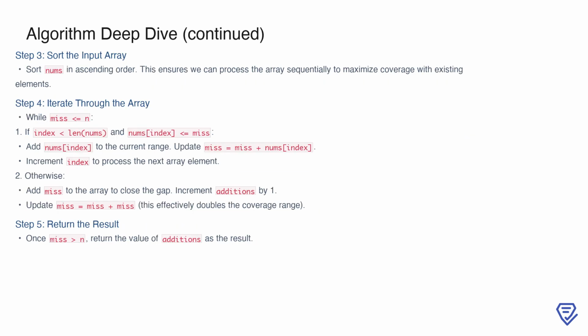The first step in the algorithm is to sort the input array nums in ascending order. This is important because it allows us to process the elements sequentially, ensuring we maximize the range of numbers covered with the elements already in the array.